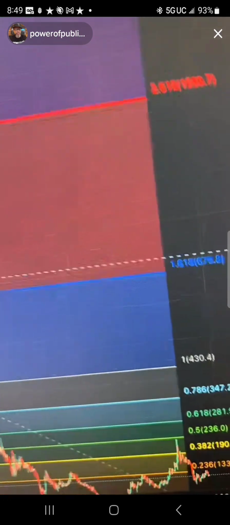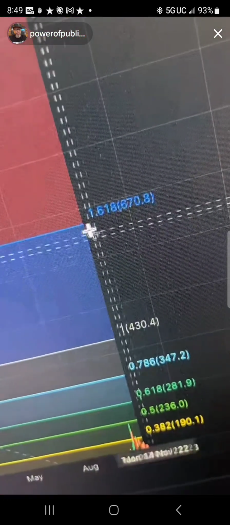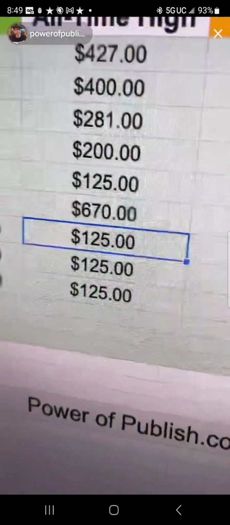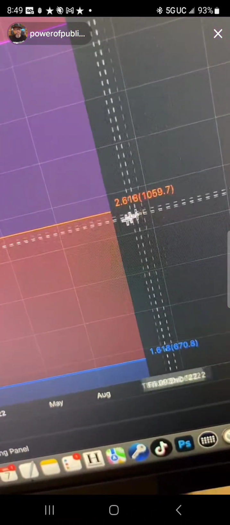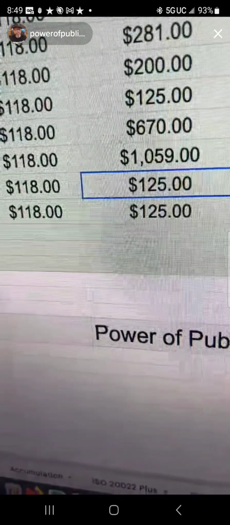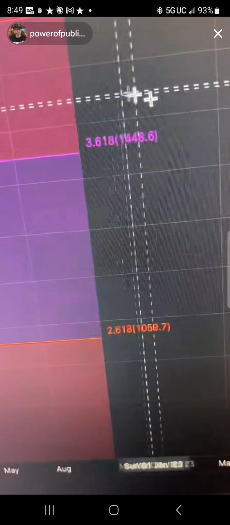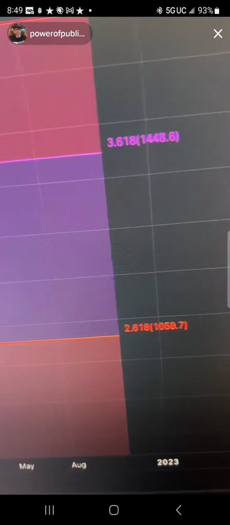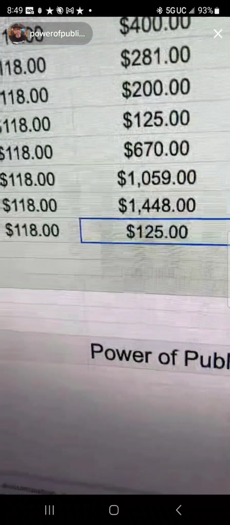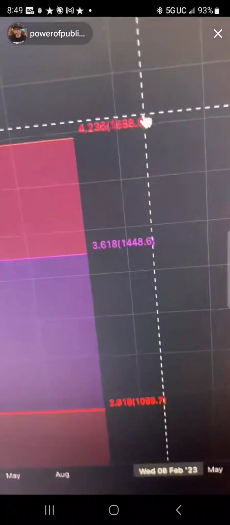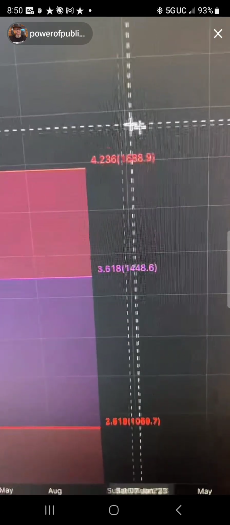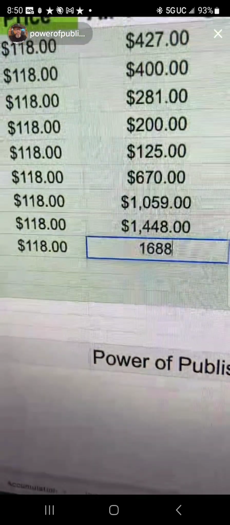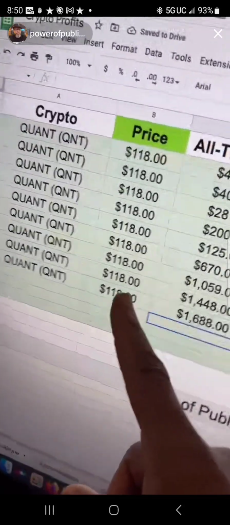Then you go here, let's look at price discovery. Here's the 1618. Look, $670 Quant. That's your 1618. So we're gonna put that right here. Your 2618 is $1,059. It's actually hilarious for Quant, but I'm gonna keep going. The 3618, $1,448 Quant. And what's the top of this Fibonacci range? $1,688. Y'all see that? Now, this is what Quant is trading for.